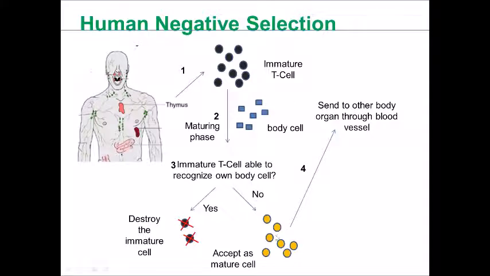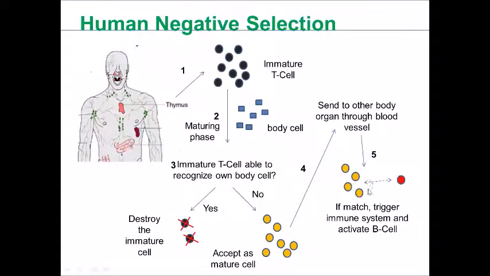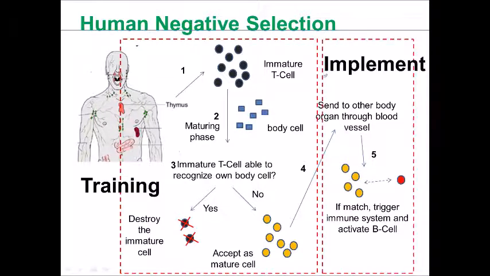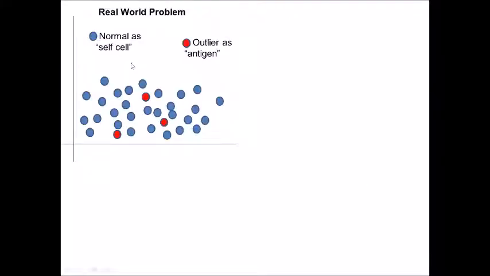After maturing, it will be sent to the other body organs, to the blood vessels, to recognize antigen. If matched, it will trigger the system and activate the B cell to produce antibody. So this is what we call the training phase in the negative selection algorithm, and this is called the implementation. This is a real problem.